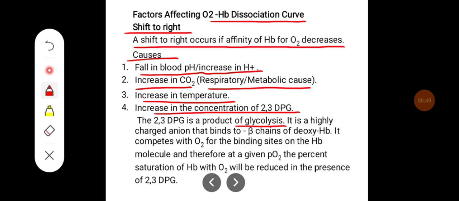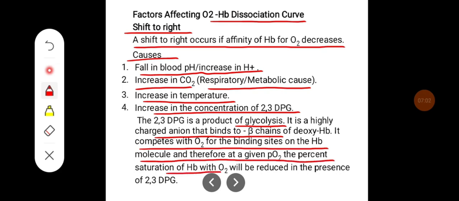It is a highly charged ion that binds to the beta chains of deoxyhemoglobin. It competes with oxygen for the binding sites on the hemoglobin molecule, and therefore at a given PO2, the percent saturation of hemoglobin with oxygen will be reduced in the presence of 2,3-DPG.